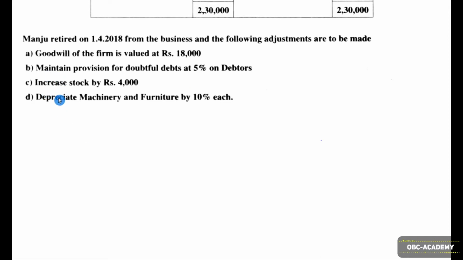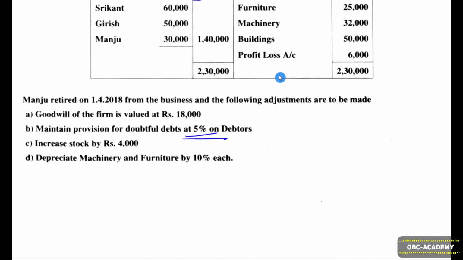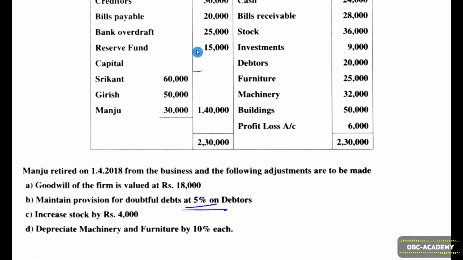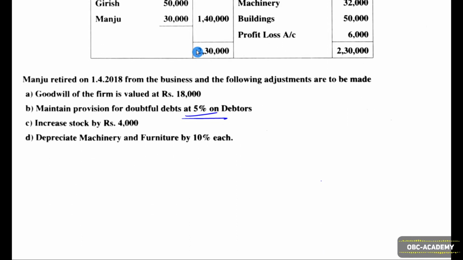Next, maintain a provision for doubtful debts at 5% on debtors. On debtors, you have to maintain 5%. Debtors are the people to whom our company has given credit, whether an individual or a company. Whenever the other person defaults on payment, that's called a doubtful debt or doubtful amount. We'll subtract it. Basically, that's the bottom line.